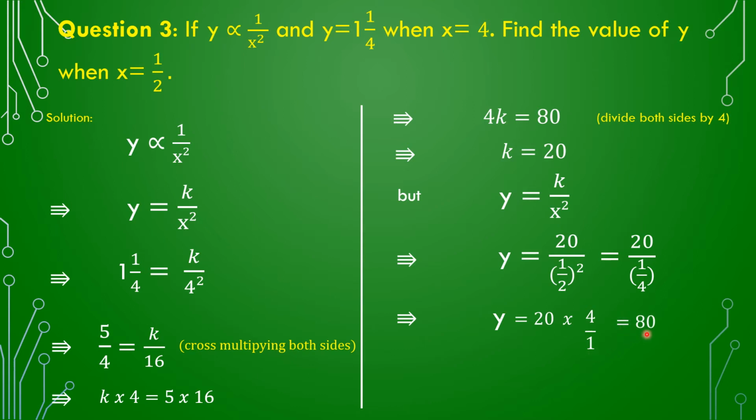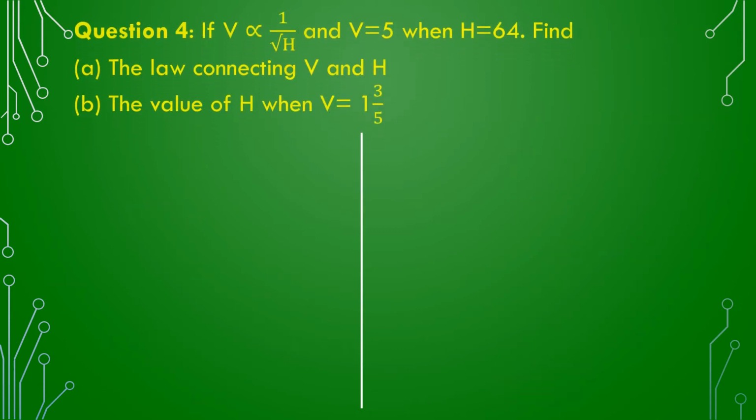Which is equal to 80. Don't be confused. 20/1 is the same thing as 20. So 20 times 4 is equal to 80, and 1 times 1 is equal to 1. We don't normally write the 1, so y is equal to 80. So the question says find the value of y when x is half. Therefore y is equal to 80.